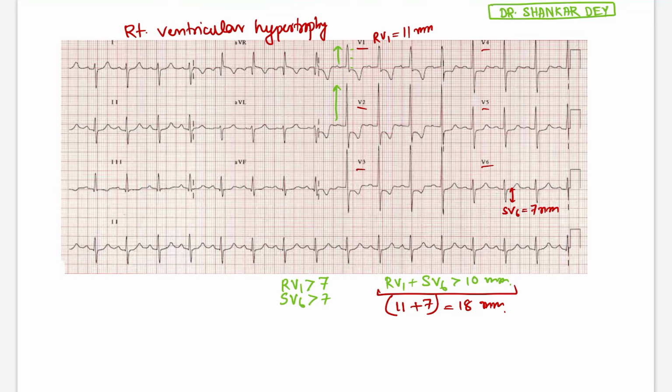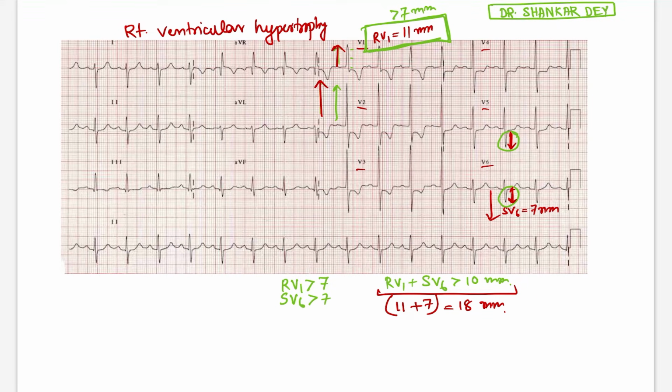So in case of RVH, the height of the R wave is more in V1, and in V6, the S wave height is more. As I have shown you before, in a normal ECG, this S wave is very negligible or almost absent in V5 and V6. But see, in this case, the S wave is much larger in right ventricular hypertrophy. From this point, you can also tell this is right ventricular hypertrophy because RV1 is more than 7 millimeter. So this is right ventricular hypertrophy.